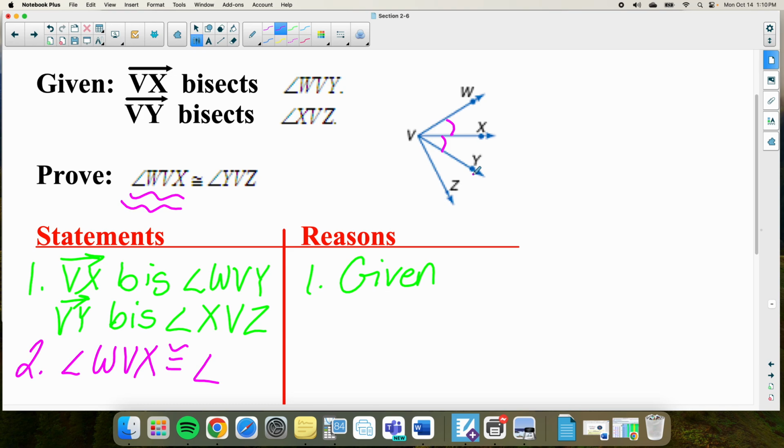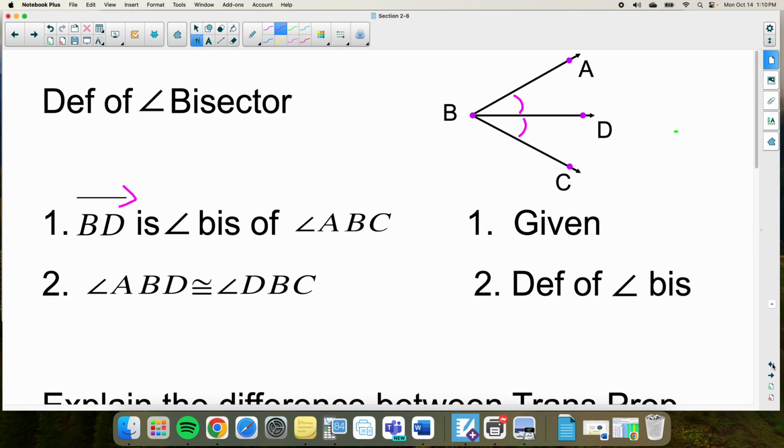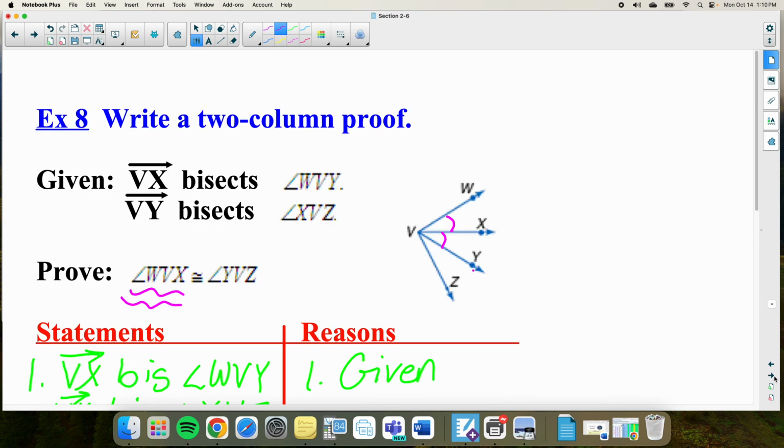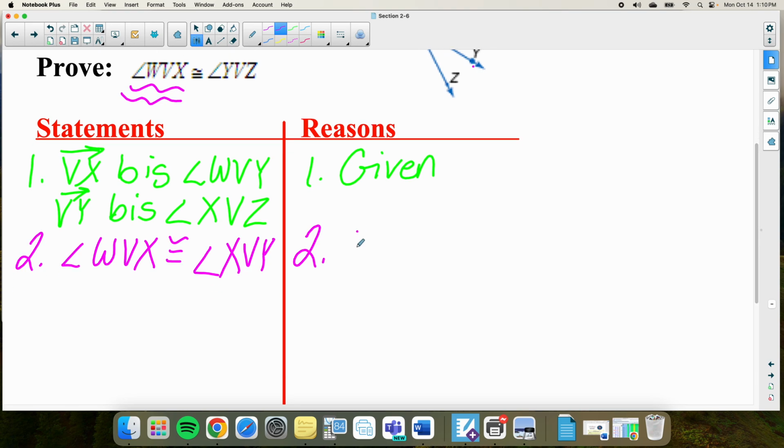So I'm going to say XVY, and then that is by the theorem that I just had, or the definition that I just had you copy down. That is by definition of angle bisector.